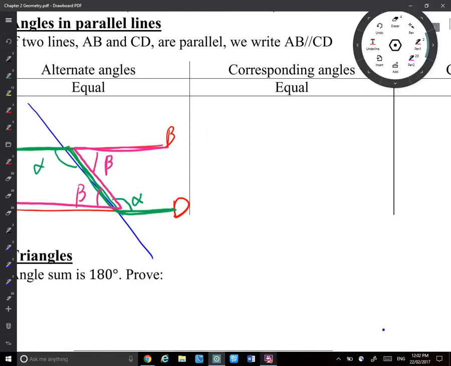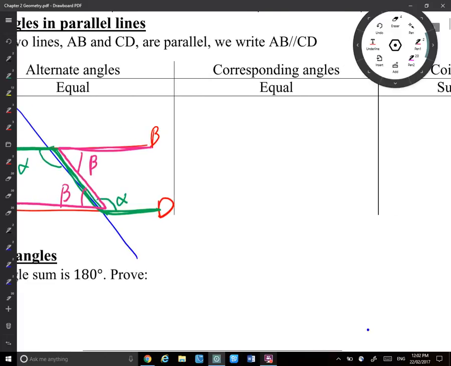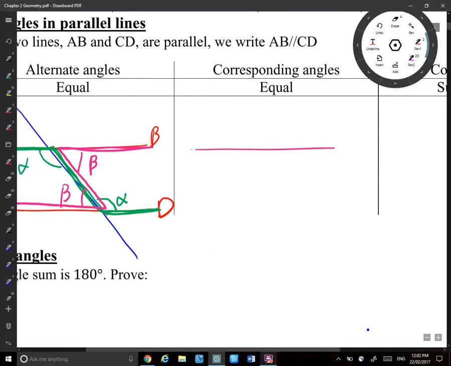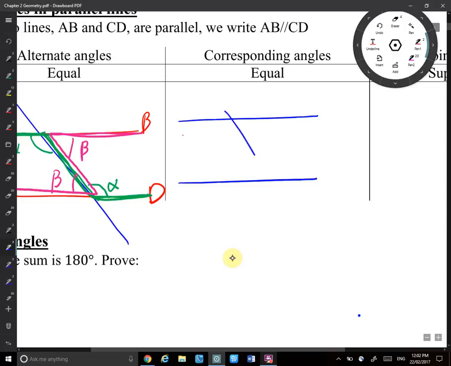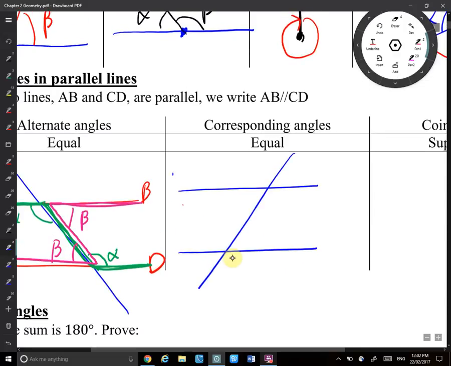Okay, so now we're looking for corresponding angles. If we have the same situation here, and we have a line crossing that, let's go this way this time. So let's say AB and CD, and we have a line crossing that, and we're looking for corresponding angles. We're looking for an F shape.